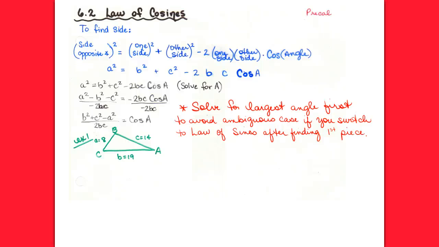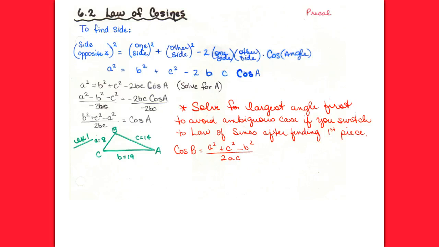So if I think that I might want to switch back and finish solving this problem with law of sines, and I want to avoid running into the situation of the ambiguous case and not knowing what my right answer is, what I can do is solve for the largest angle first. If I do that, I will completely avoid that situation. In this case, how do I know what's the largest angle? The largest side. Yeah, it's got to be opposite the longest side. So angle B has got to be my largest angle, so I'm going to solve for angle B.